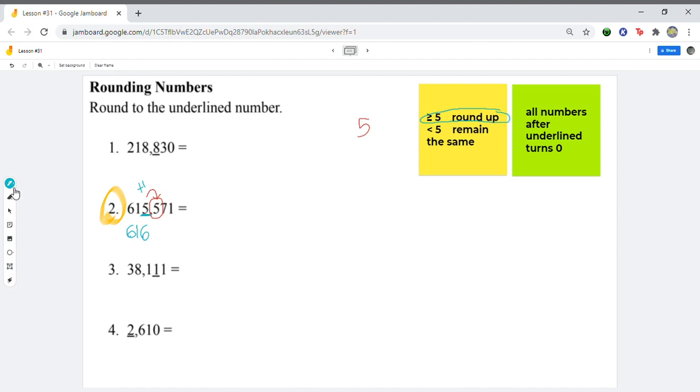Now the next post-it note over here says then all numbers after the underlined number turn into 0. So the numbers right after the underlined number, which now is 6, these three values will turn to 0 like this. The numbers before the underlined number, you're going to keep the same, 6 and 1, but the numbers after the underlined value, you're going to turn them all into 0. Simple as that. The underlined number is going to change based on the number to the right, based on these requirements. And that's it, how you round numbers.